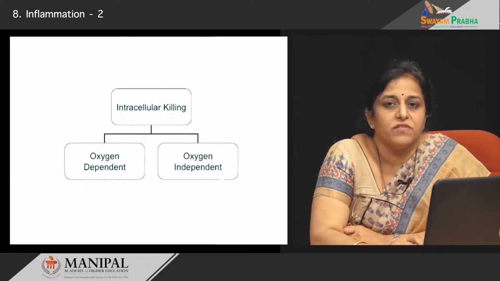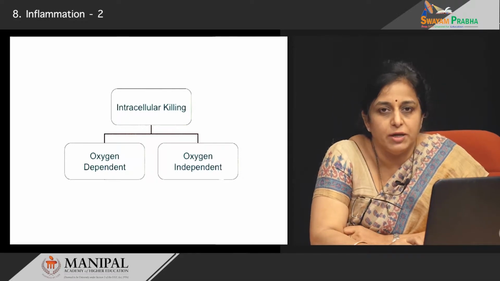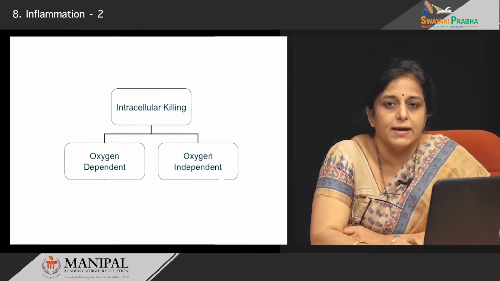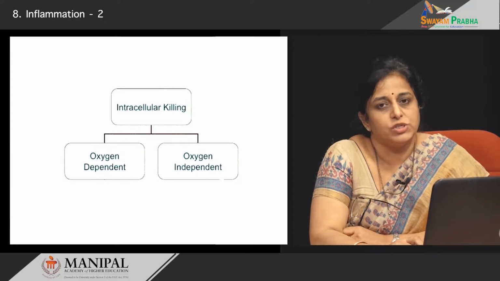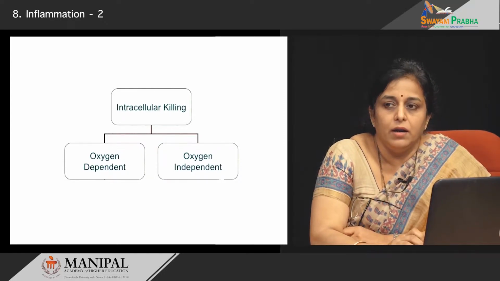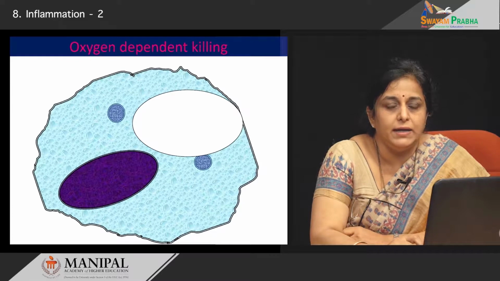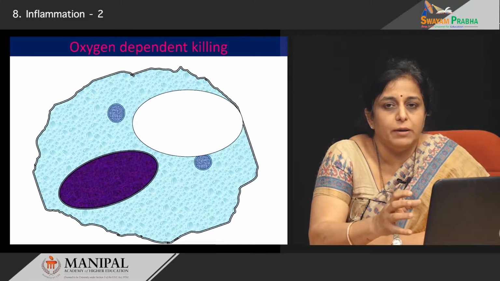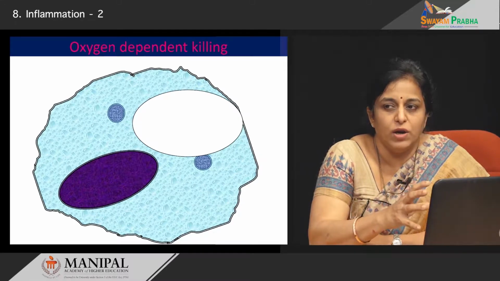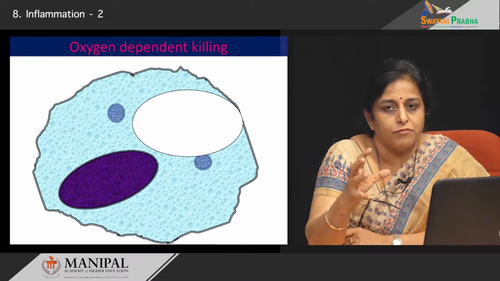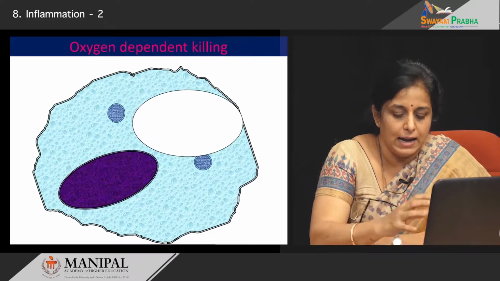The actual process of intracellular killing can be broadly classified into oxygen dependent, which is a very powerful mechanism of killing the bacteria, and oxygen independent. Now, let us look at oxygen dependent killing. We saw that the bacteria are taken up inside the phagolysosomes, which are intracellular vacuoles formed by the fusion of phagosome and lysosomes.